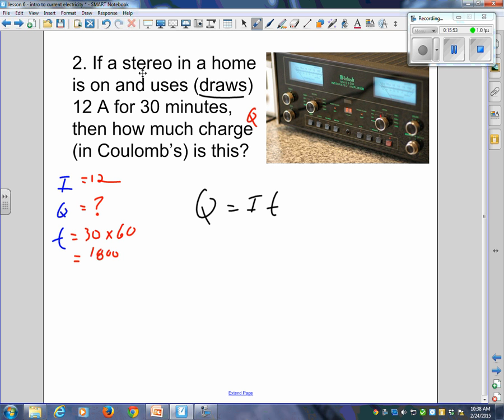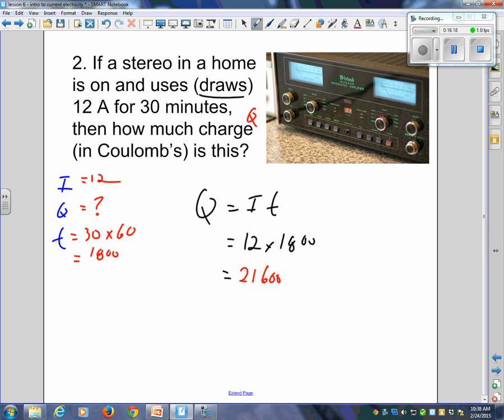Then you're going to substitute. What's my I? 12, times my time, which is 1800, and you are going to need a calculator for that. Give me the number. 21,600.